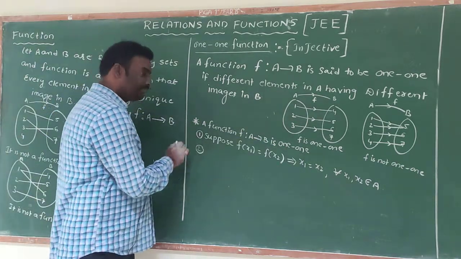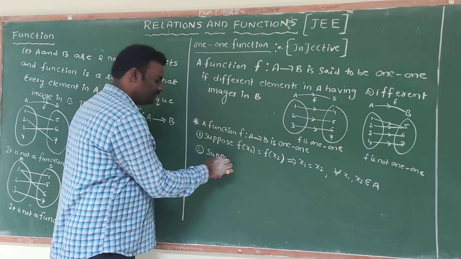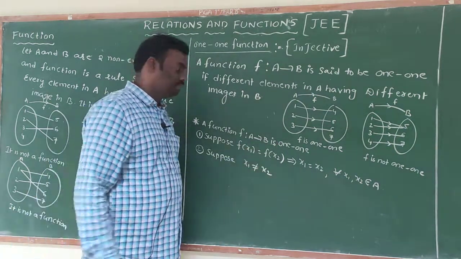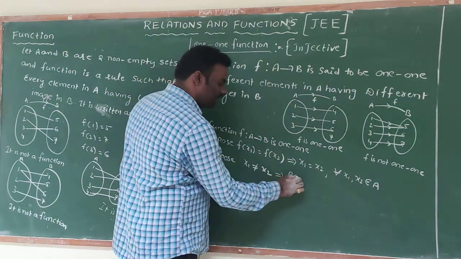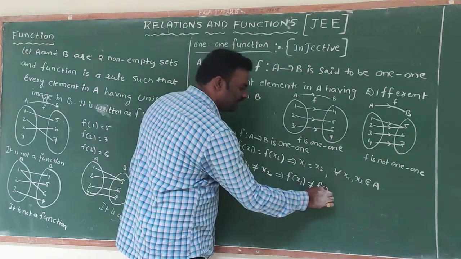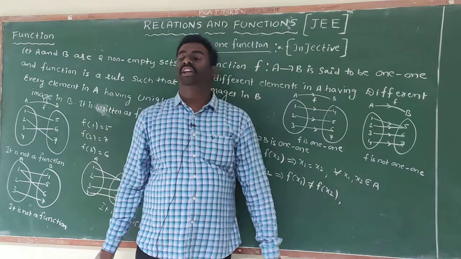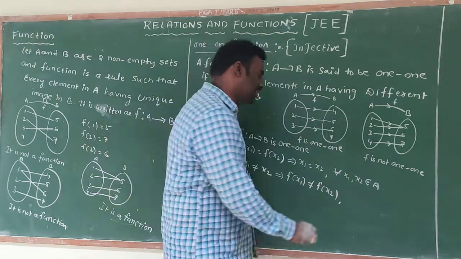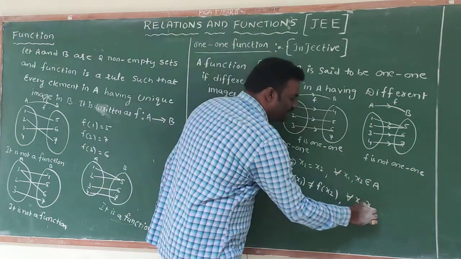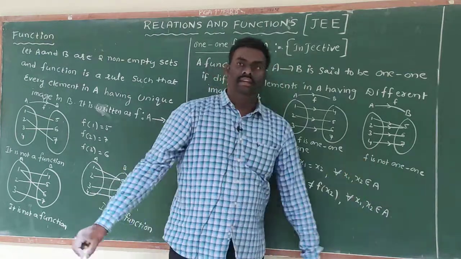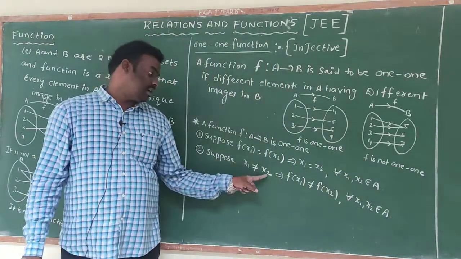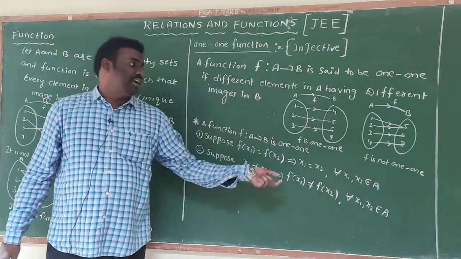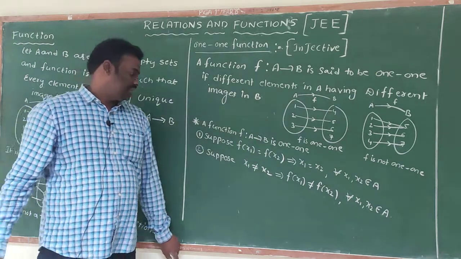Now coming to this. Suppose x1 not equal to x2 implies f of x1 not equal to f of x2, for all x1 and x2 belonging to the set A. It is also a definition for one-one. If the elements are not equal, then their functional values are also not equal. This is also one of the definitions for one-one. Coming to the third one.